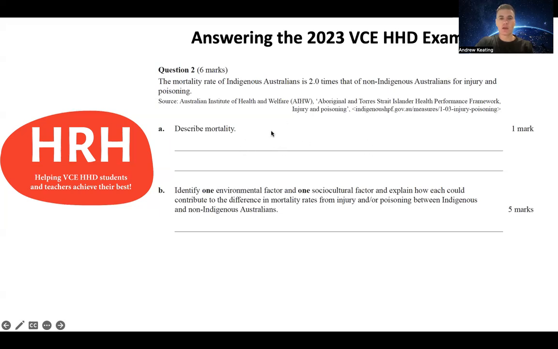So just an emphasis there on the importance of knowing your glossary terms for those different key terms that are part of the HHD study design, because often there are some pretty easy marks up for grabs for just descriptions in the exam.